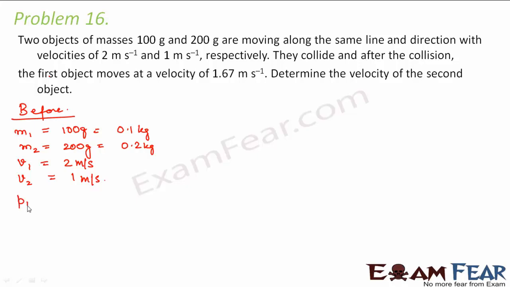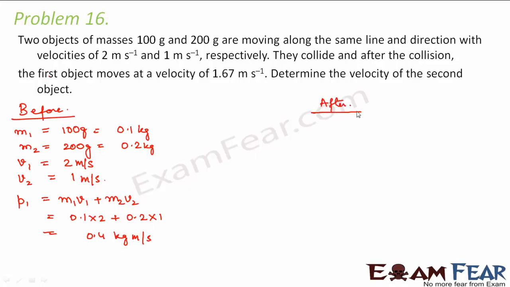So what is the total momentum before collision? It would be m1 v1 plus m2 v2. That is equal to 0.1 into 2 plus 0.2 into 1. So this is equal to 0.4 kg meter per second. So this is the total momentum before collision. Now let us look at what happens after collision. Now it says they collide, and after collision the first object moves at a velocity of 1.67 meter per second.